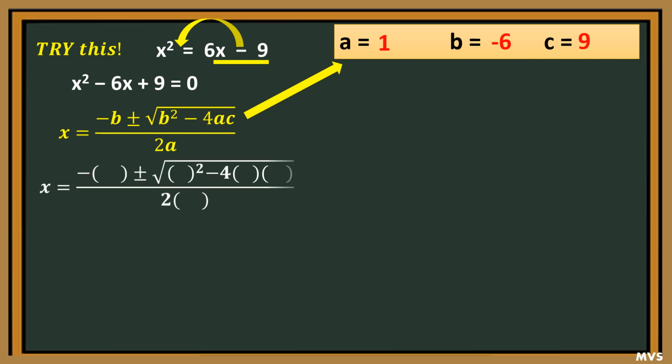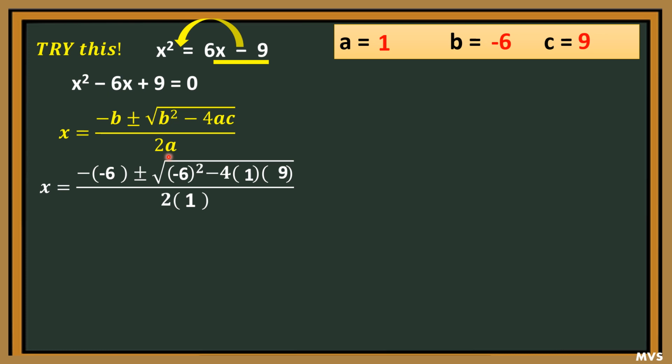So we will have now x is equal to negative, and the value of b is negative 6, plus or minus the square root of b, which is negative 6, and then square it, minus 4, and the value of a is positive 1, c, positive 9, all over 2, and the value of a is positive 1.